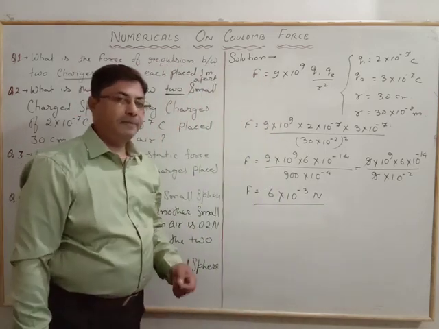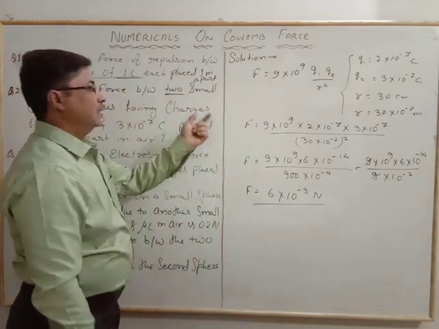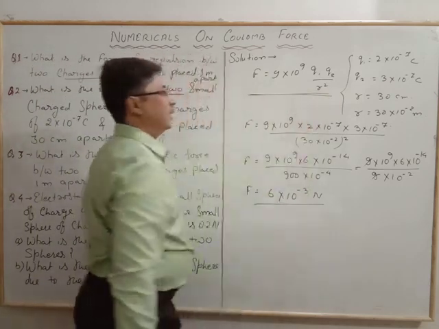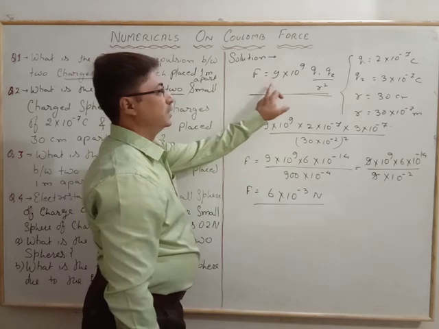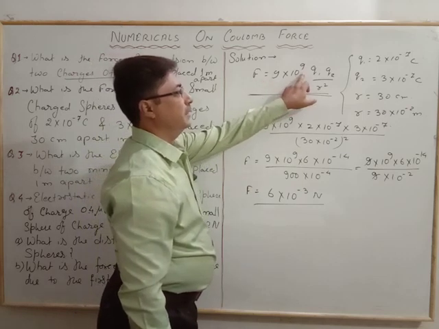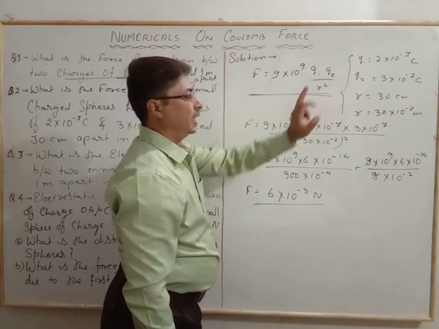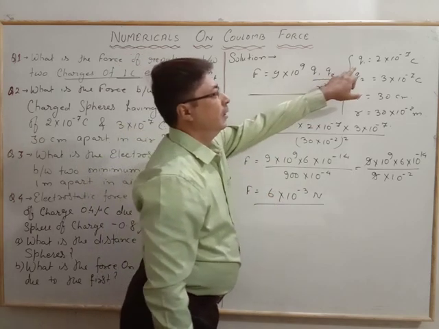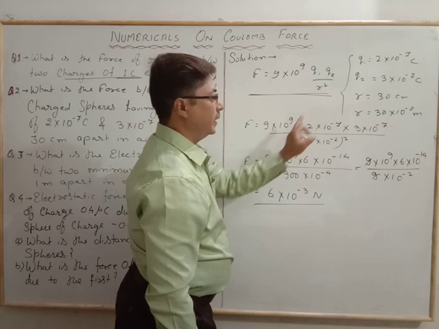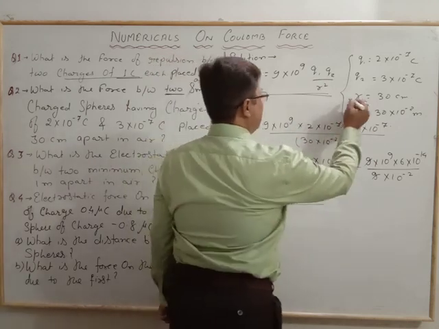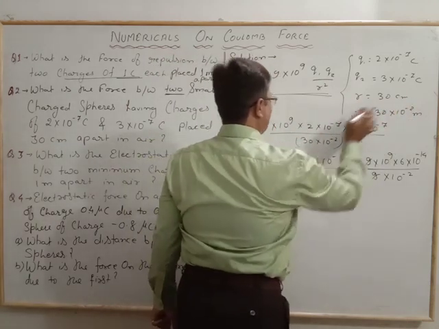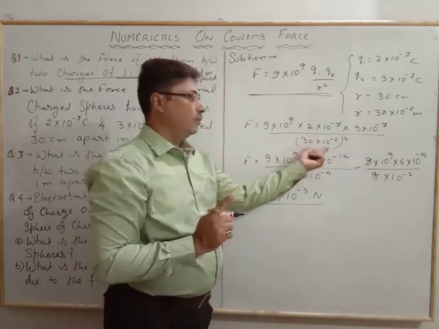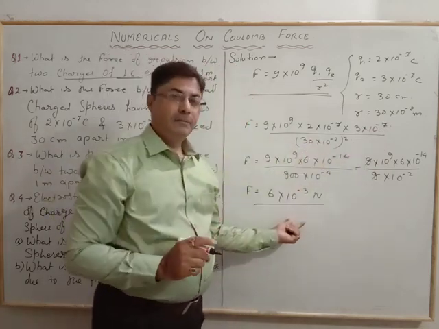Again, it is a simple numerical based on the Coulomb relation, Coulomb force or electrostatic force, 9 into 10 to the power 9 Q1 Q2 by R square. We just substituted the values, and first of all we changed CGS into SI, made it one unit to solve, and then calculated the value.